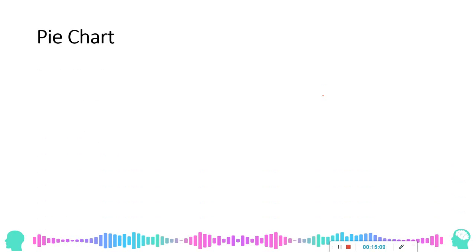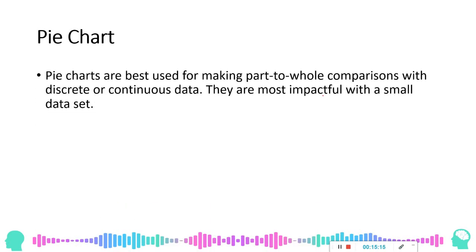Okay. The next chart is pie chart. Pie chart ni pun sama. Dah expert awak semua dah mahir gunakan pie chart. So pie chart ni biasanya digunakan to make part of whole comparison. Macam tadi yang saya cakap tadi tu. With the discrete or the continuous data. This type of chart brings impactful with the small data sets.